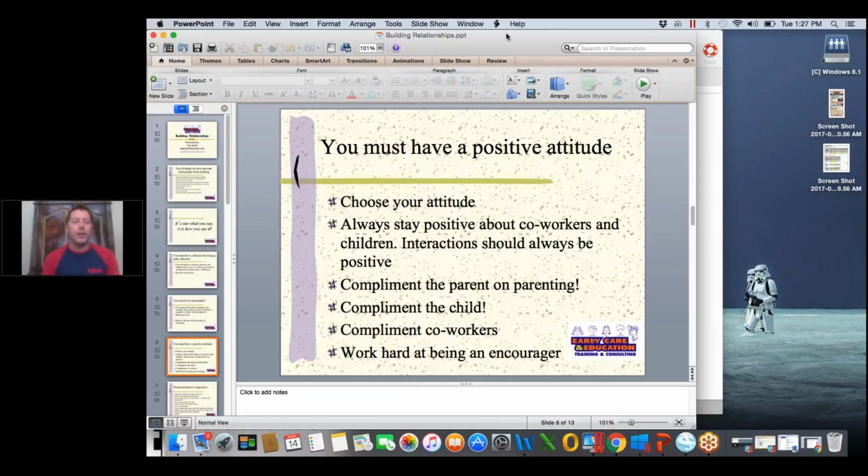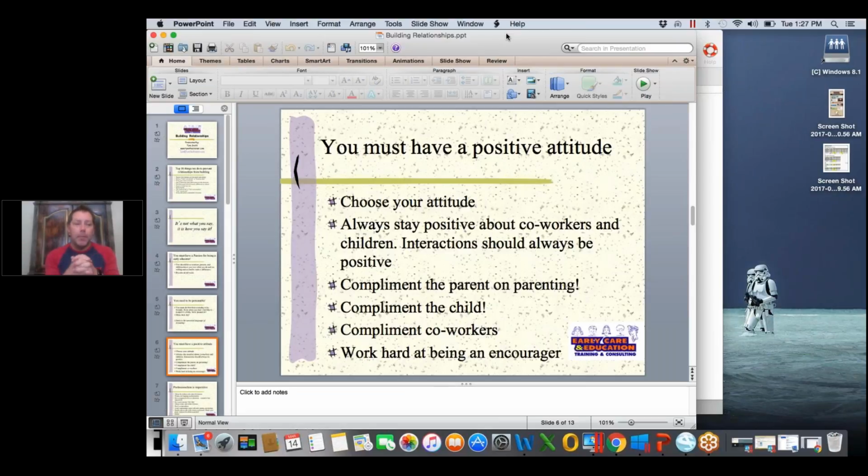Keep those positive interactions. Compliment the children, compliment the parents, compliment coworkers, and make sure that you do this in a way that, again, the children can see and hear your compliments. Again, this is going to teach them. They're going to model themselves after you.